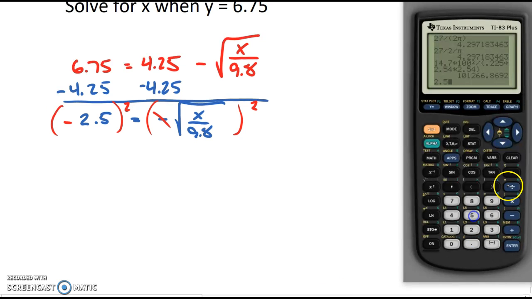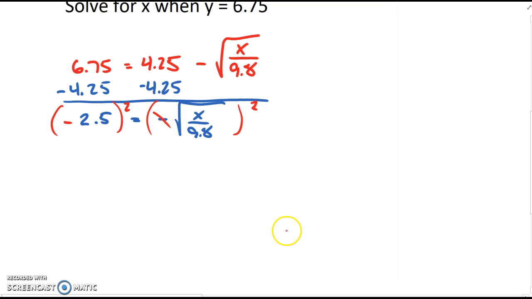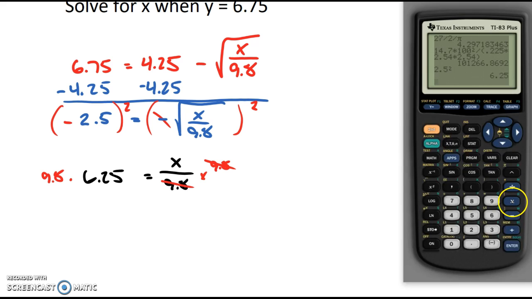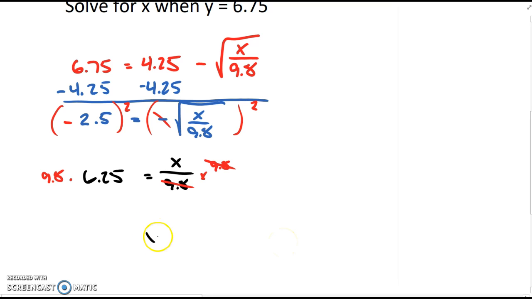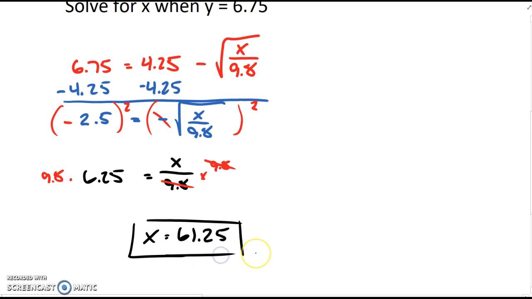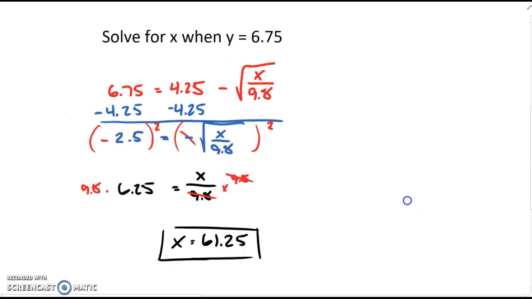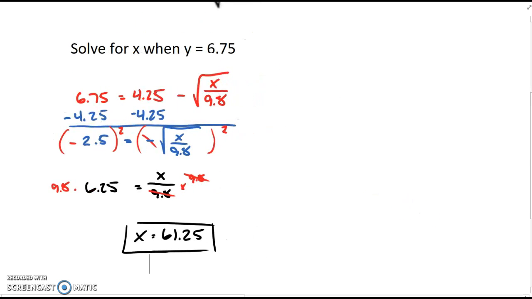If I take 2.5 squared, I get 6.25 now on the left side, equal to x divided by 9.8. And to solve for x, I'm going to multiply both sides by 9.8. That cancels that. And I get a value, when I multiply times 9.8, of 61.25. Hopefully this is a good algebra refresher with solving for a variable, in this case one that's under the radical. And we'll see more problems like this as we move forward.